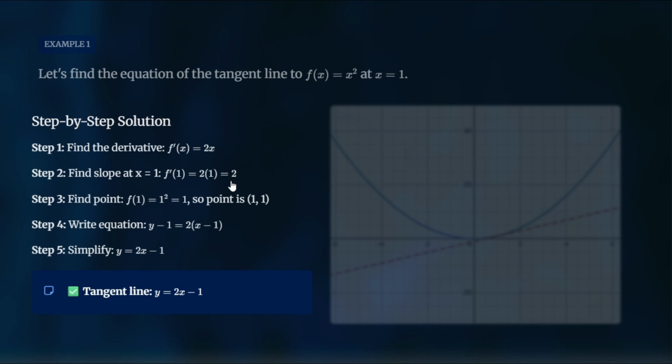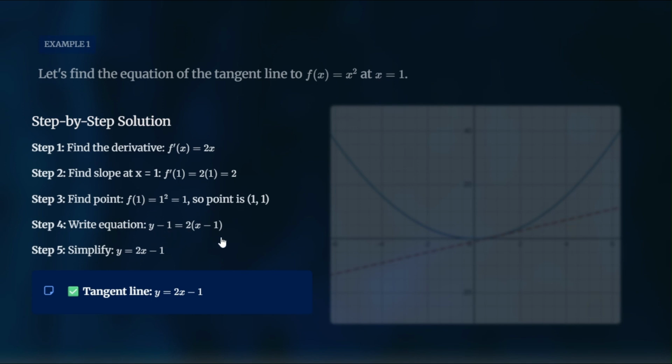In order to find the y-coordinate of the point on the curve, we'll need to substitute x equals 1 into our original function x squared. So f of 1 equals 1 squared, which is 1. So therefore the point is (1, 1). Then we can write the equation of the tangent line. So y minus 1 will be equal to 2 times (x minus 1), where 2 is the slope, x equals 1 is the x-coordinate, and then 1 is also the y-coordinate.